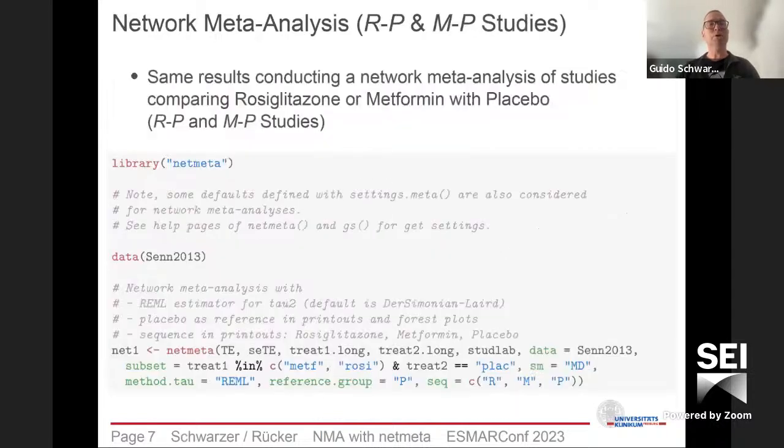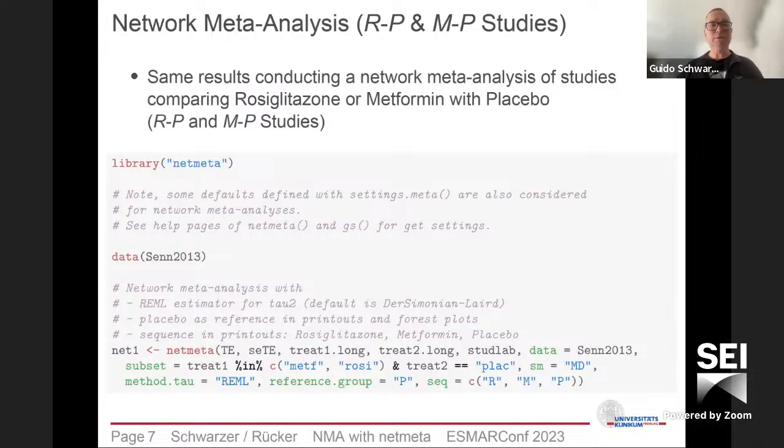And we could also do all this already using netmeta. So here I load the R package. And I would like to note that some of the defaults that we already defined before within settings.meta are also considered for network meta-analyses. And for more details on that, I would refer here to these two help pages. So here we make the dataset Senn available.